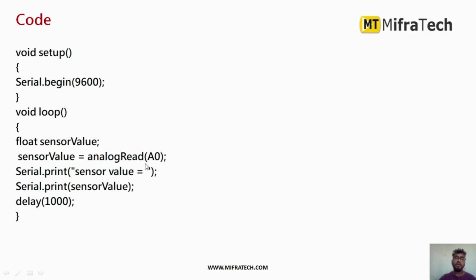As I connected the analog output to pin A0, I use analogRead to read the analog values from the A0 pin, and I store the detected values in the sensorValue variable. Then I print these values in the serial monitor with Serial.println of sensorValue. Whatever analog values are detected by the gas sensor, I store in the variable sensorValue and print in the serial monitor. After that I give a delay of 1000 milliseconds.